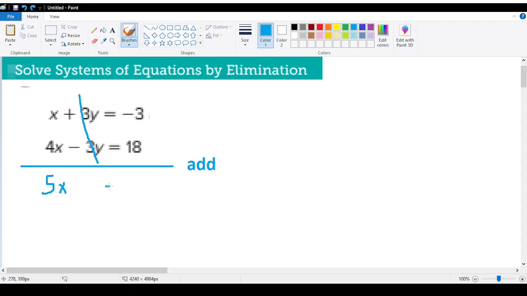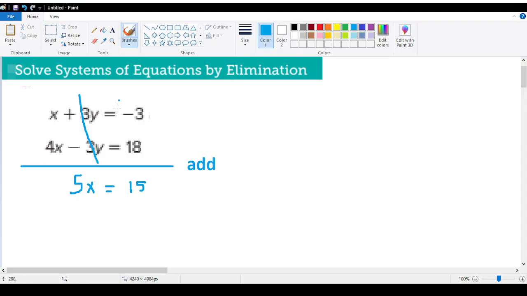Now we will go to the last thing. Minus 3 plus 18. Minus 3 plus 18. 15. Correct. Now it's 15. Now how to solve for x? What should we do?